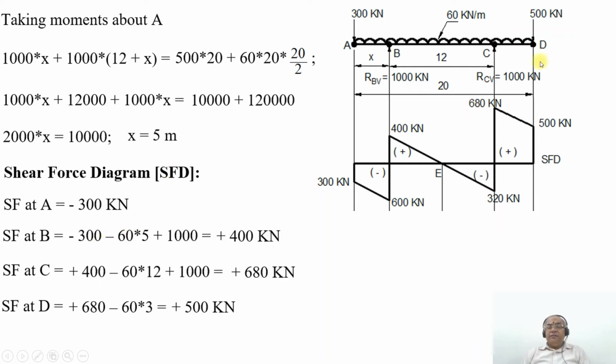Then SF at the point D will be equal to plus 680 minus 60 into 3. On simplification, you are going to get plus 500 kilonewton. Therefore, between C and D, due to the UDL, SF drops from plus 680 to plus 500 kilonewton. SF at the point D will also be plus 500 minus 500, so that becomes 0 here. This is how you get the shear force diagram, and the SFD changes from positive sign to negative sign at this point E.